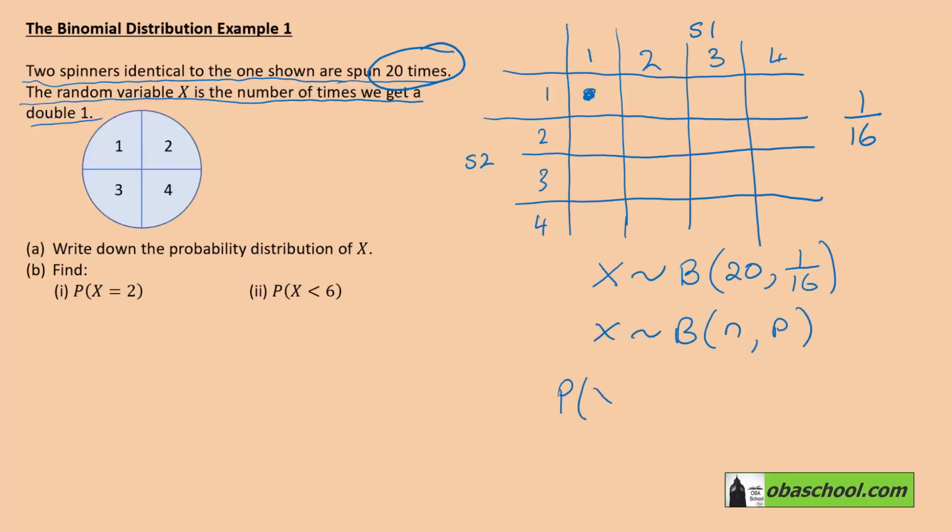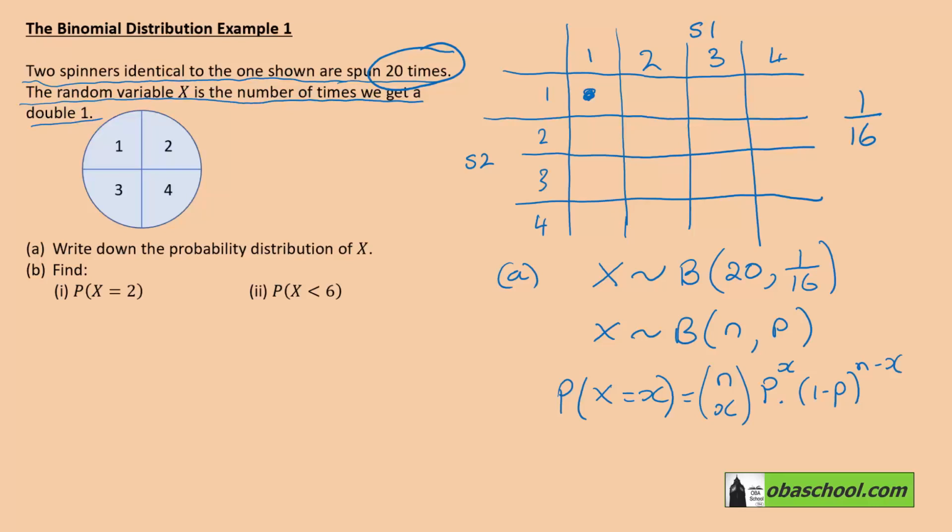the probability of x being equal to x is nCx, or you can denote that like that, times p, that's the probability of success, to the power x, times 1 minus p to the power n minus x. So of course, this was the answer to part A.